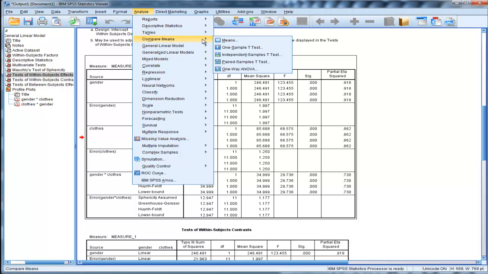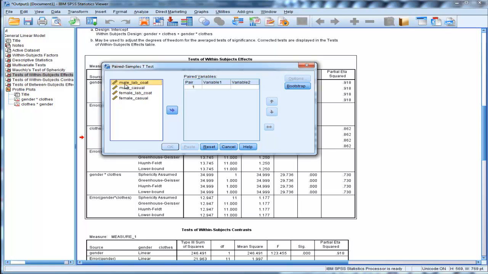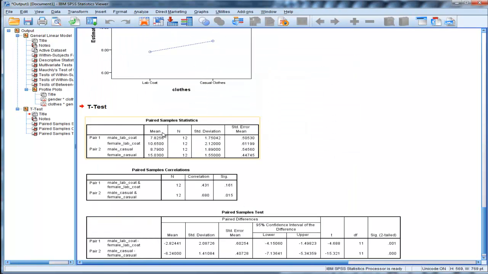Analyze, compare means, paired sample t-test. So I'm going to isolate at lab coat. So I'm going to put male lab coat presenter and female lab coat presenter, and then male casual clothes wearing presenter and female casual presenter. And I'm going to click OK.